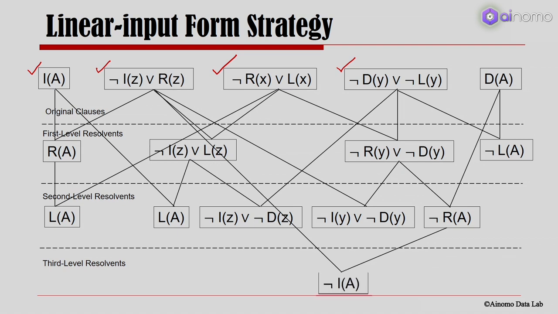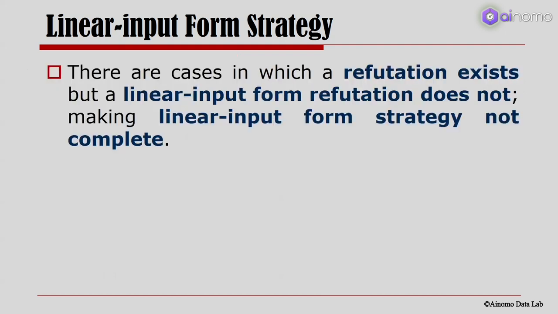clauses in the base set. Now, if you recall the original proof for this illustrative example, here the darkened edges are a part of the original proof. Now, one needs to understand that there are cases in which a refutation exists, but a linear input form refutation does not exist. So, this makes linear input form strategy not complete.